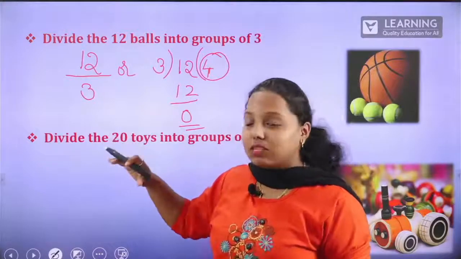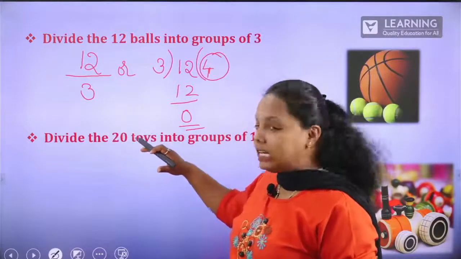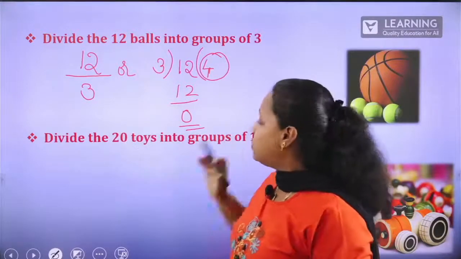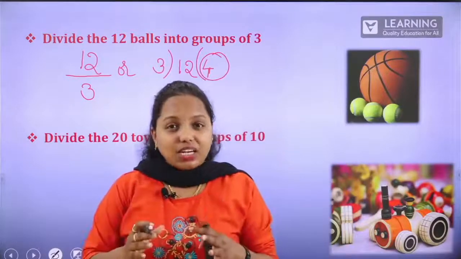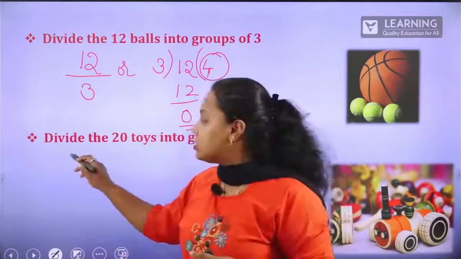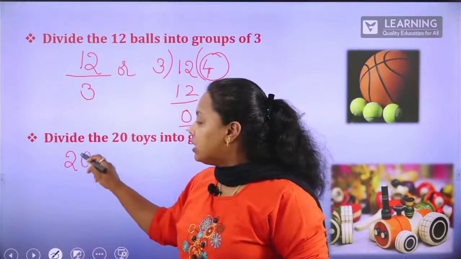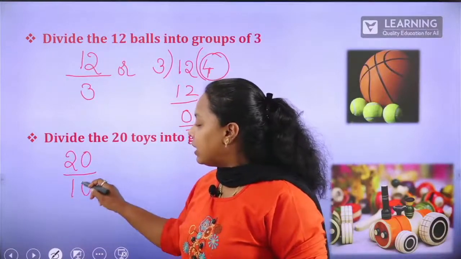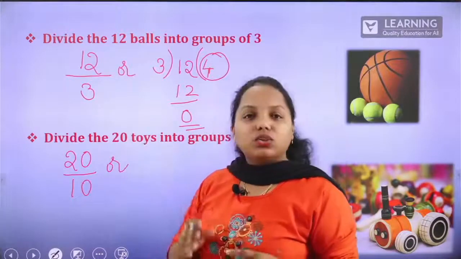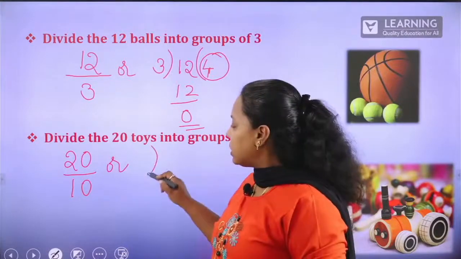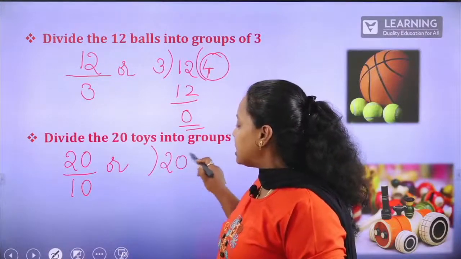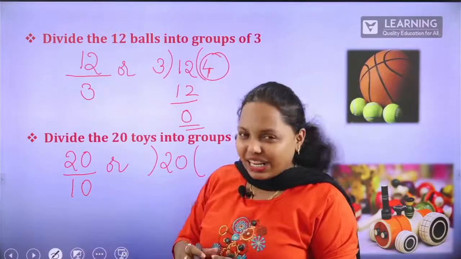Next, the same thing, divide the 20 toys into groups of 10. 20 toys into groups of 10. So, higher number, 20 divided by 10, the traditional method. So that is nothing but dividend. It is called as dividend. What exactly is this? I'll explain you.